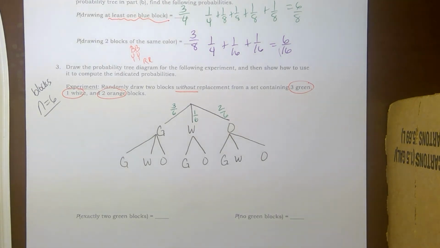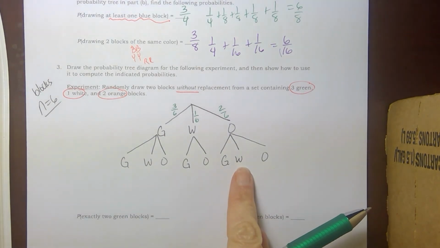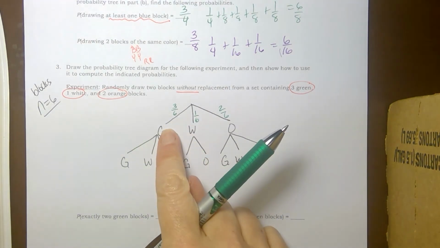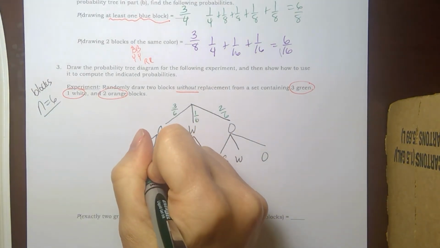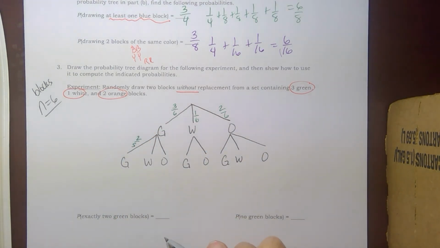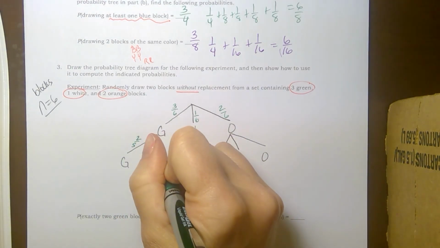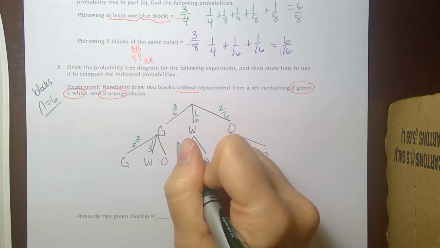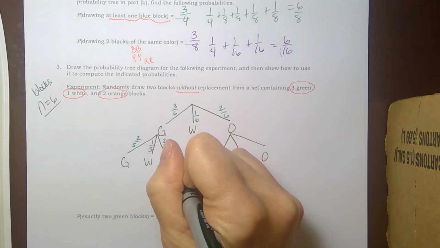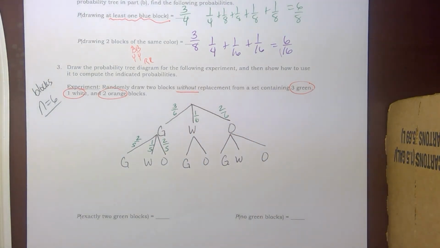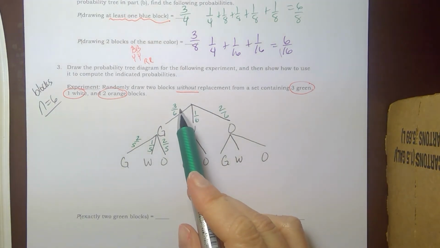Now let's write in our probabilities. Remember for this draw, the second draw, I only have 5 blocks. I drew a green one, so there are 2/5 of the blocks left that are green. 1/5 of them is white, and 2/5 of them are orange. I only have 5 blocks left to choose from. I took away one of the 3 green blocks.